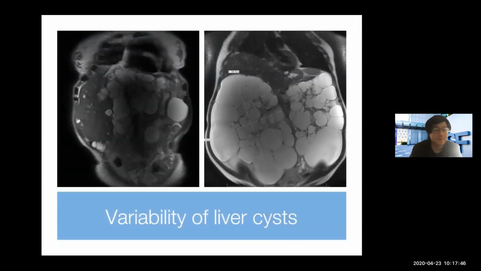When you look at the liver cysts, there's quite a bit of variability in their size and their effect on the phenotype. So in this case, you can see a very large amount of liver cysts on this patient. And in this patient, despite the tremendous kidney cysts, they have very little to no liver cysts. So this is an important thing to keep an eye on when you're planning treatment for these patients.